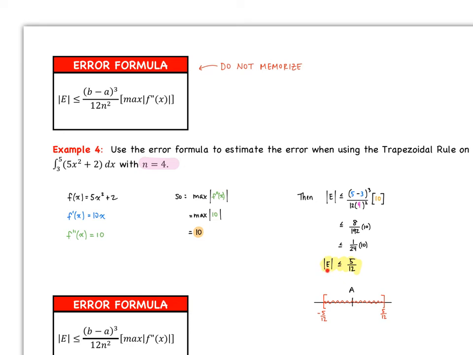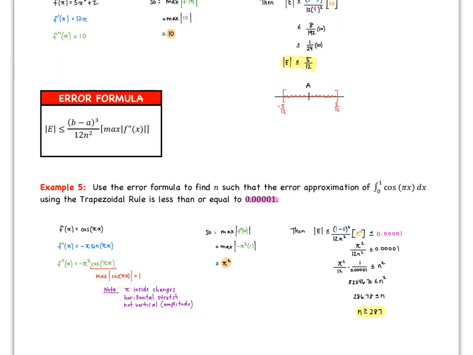We can go ahead and say the absolute value of the error is less than or equal to 5/12. So what does this mean? It means our actual area, right, is, let's just say right here on our interval, then using that trapezoidal rule, we can come to within 5/12 of that actual area. That's what this is saying.